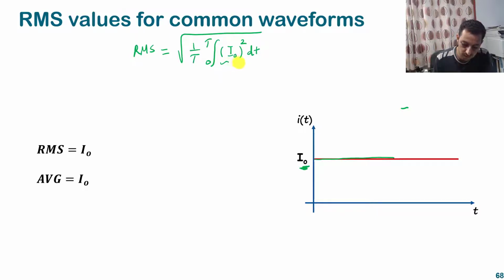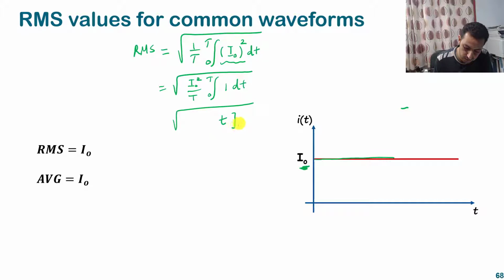Now, because this is constant, I can take it out. So it will be I naught square divided by T, and that will be the integral from 0 to T of 1 dt. And the integration for this one is T from 0 to T, and this will be as it is.